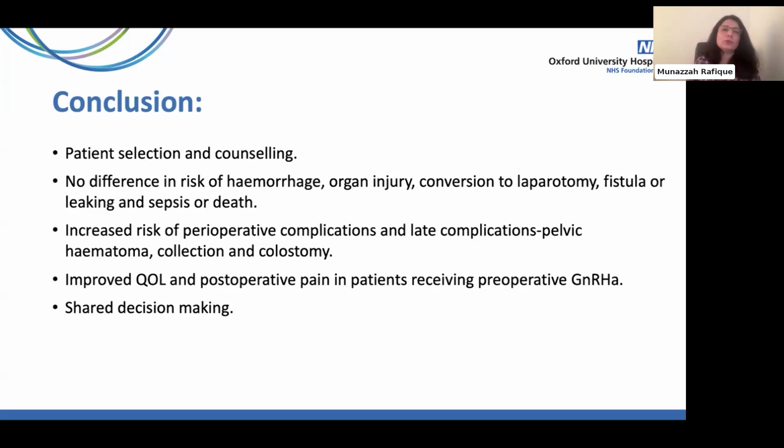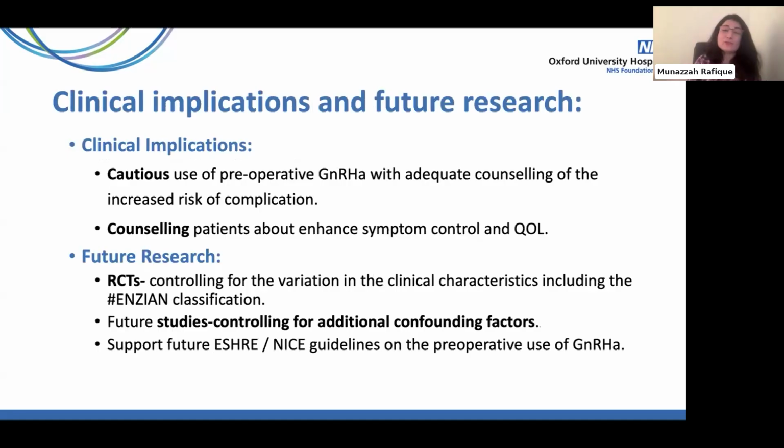We do know that it is surgery that is done to improve the quality of life. Therefore, we need to inform that there is significant improvement in terms of the quality of life and the pain. And it comes again to shared decision making when we are talking about the result of this paper. What implication we can have from this: cautious use of GnRH, adequate counseling of the patients, telling them about the increased risk, counseling that it may improve the quality of life and the symptom control.